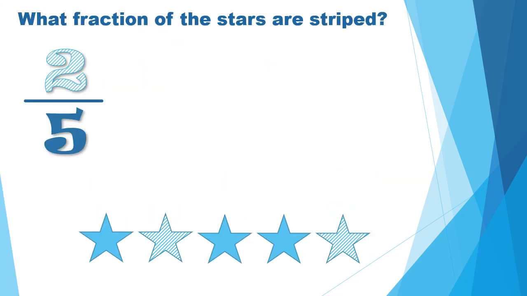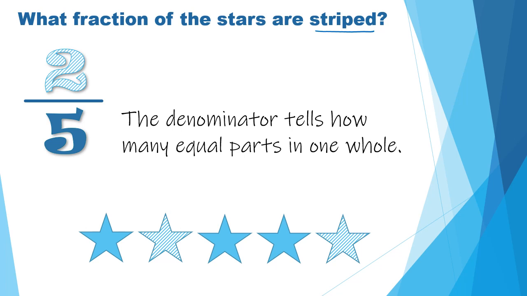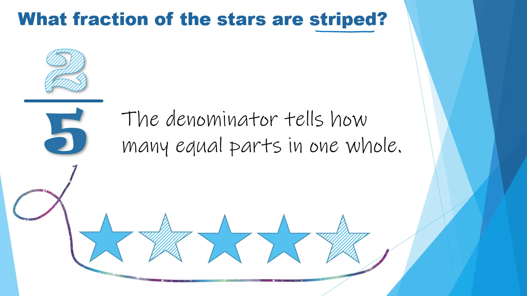Okay, let's take a look at the model on the bottom. We see that we have 5 stars, and the question says, what fraction of the stars are striped? Okay, and the answer is up there for us, but let's break it down. We see 2/5. We know that the bottom number, or the denominator, tells how many equal parts are in one whole, and if I look at my model, I see that there are 5 equal stars in that one whole.